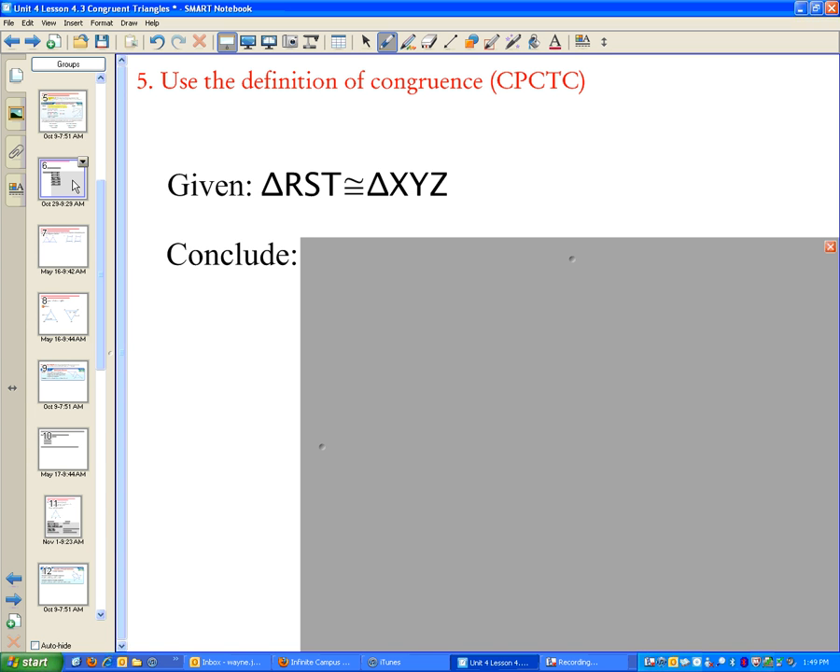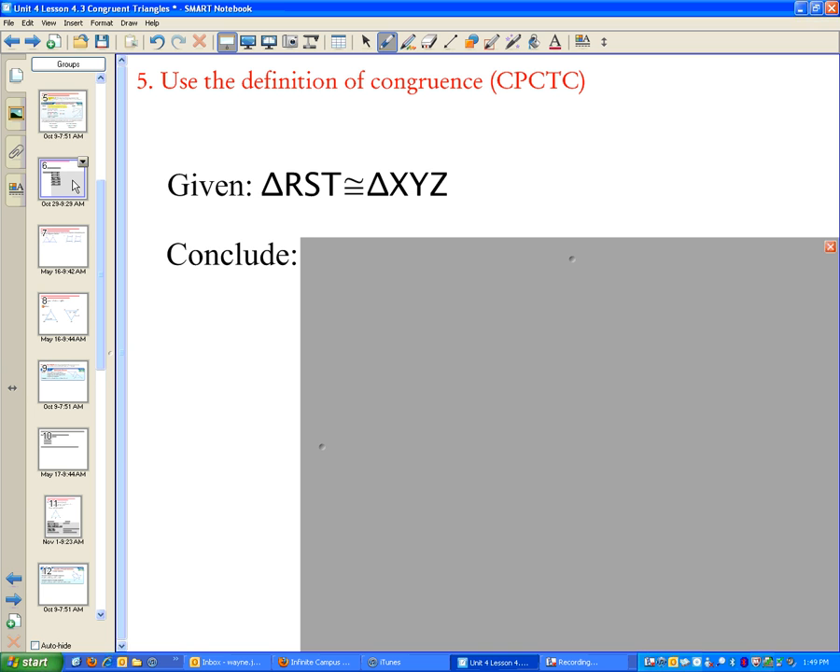We're given a congruent statement. Okay, so we're using the definition of congruence. Triangle RST is congruent to triangle XYZ. Now, two slides ago, we had 6 pairs of corresponding parts that were congruent, and then we wrote a congruent statement from it. Now, we're starting with this congruent statement, and we're going to come up with 6 pairs of corresponding parts that are congruent.